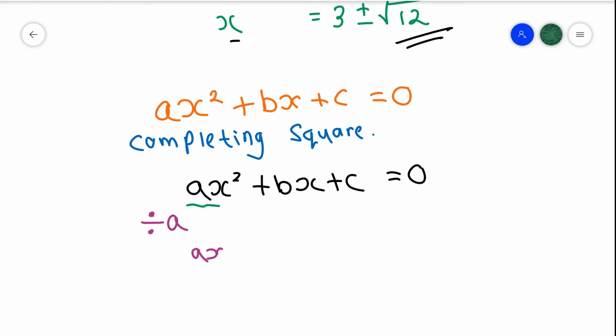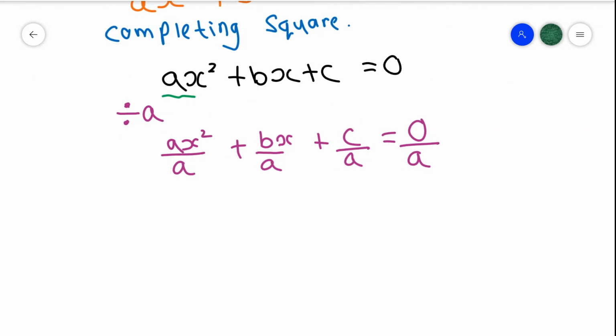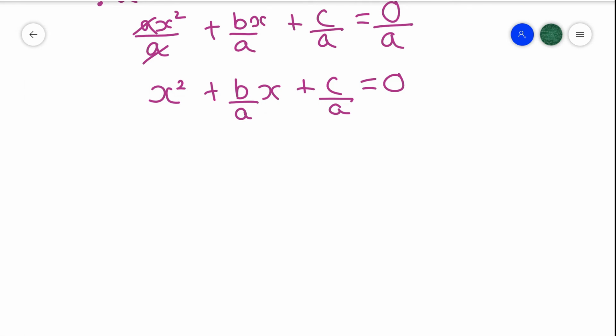So we get ax squared divided by a plus bx divided by a plus c divided by a is equal to 0 divided by a. Here we can see that a and a get cancelled out. We are left with x squared plus b over a x plus c over a, which is equal to 0. So we have done the first step, that is to make sure that the coefficient of x squared is 1.